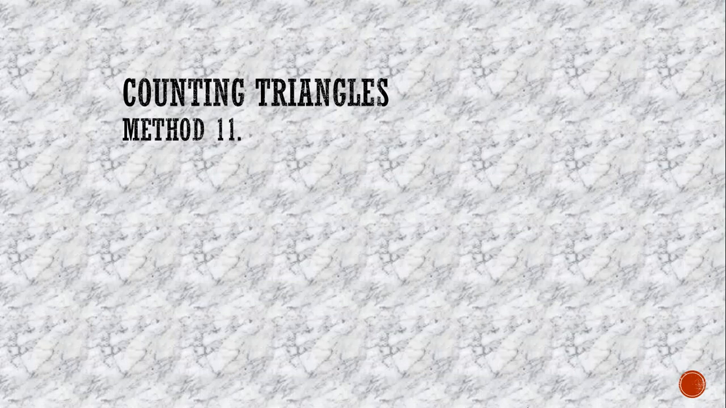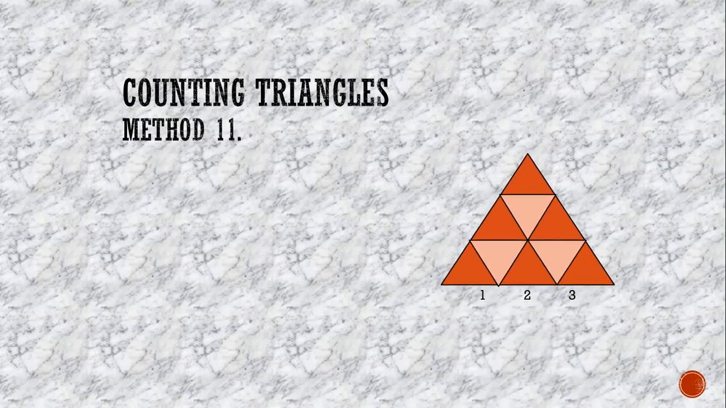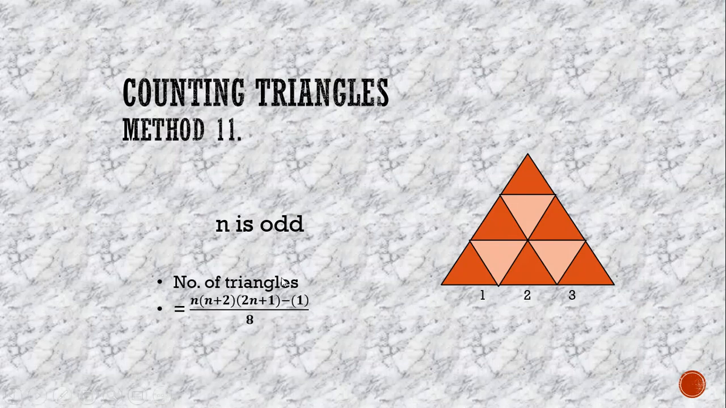Now we move to method 11. In this method we have the same figure as the previous one, but there is a slight difference in it, that n should be odd. In this figure n is equal to 3, which is an odd number. So this difference is going to make a difference in the formula. So n into n plus 1 into 2n plus 1, minus 1 for odd, over 8. So now we are going to put n equal to 3 into this formula, and we are going to count the number of triangles in this triangle. We put n equal to 3, solve it, and then we get 13, which is the total number of triangles in this triangle.